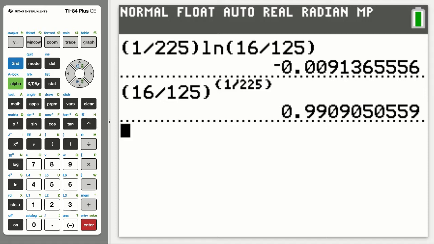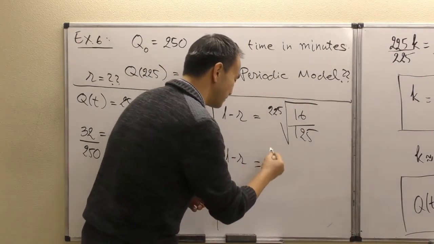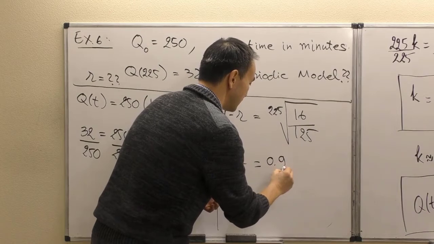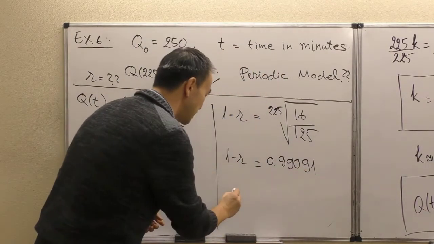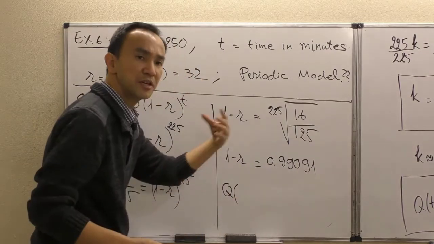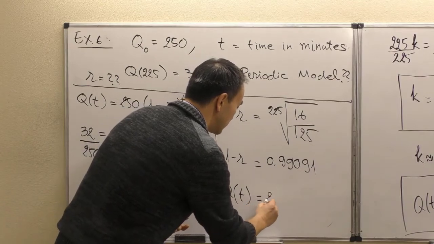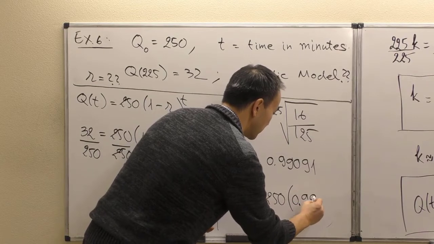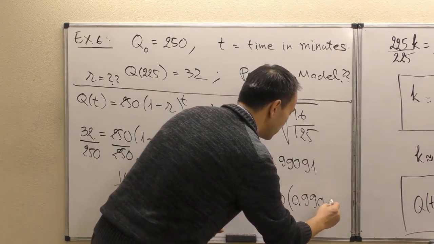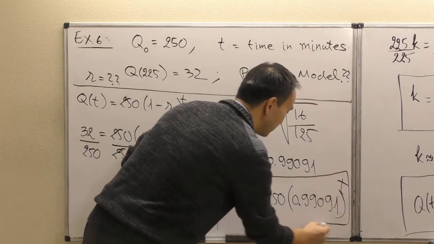Now I'm ready to write this information back on my board. So 1 minus r is 0.99091. That means if we're going with the periodic decay model, then Q of t is written as 250 initially, multiplied with the base 0.99091 raised to the t power. And we have an equivalent function.